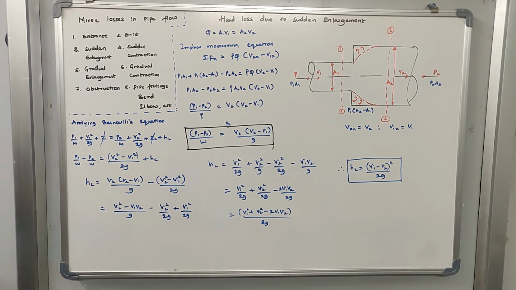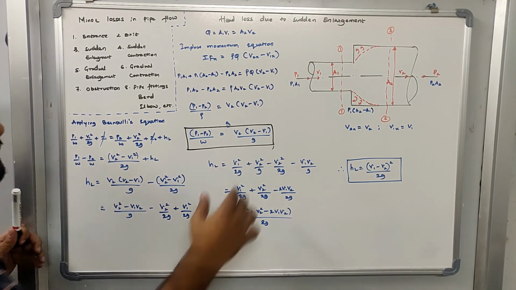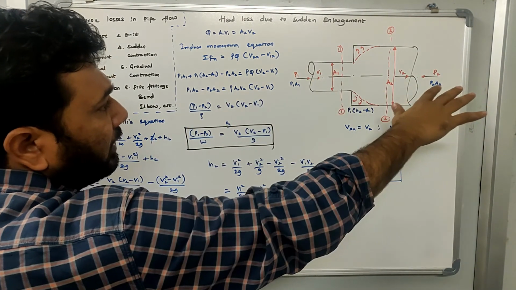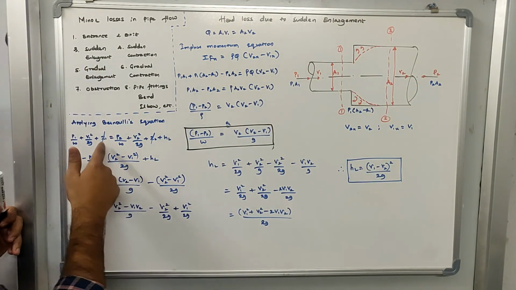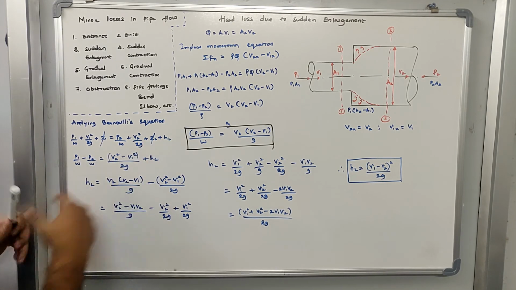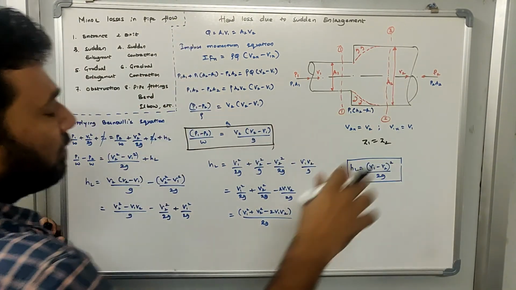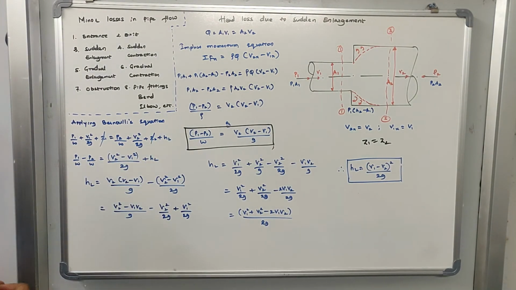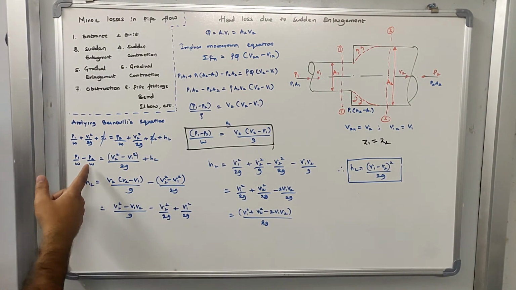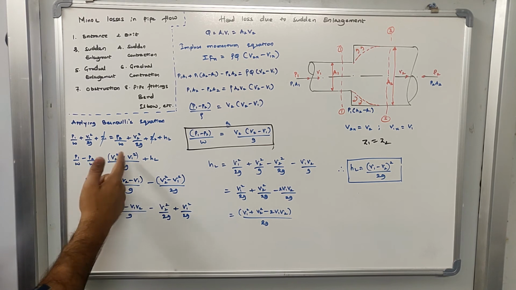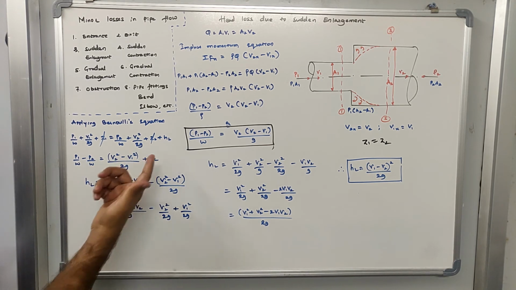Once you have simplified this, what is the next step? Let us first consider that this is a completely horizontal pipe. Considering this to be horizontal, we can make Z1 equal to Z2, so they get cancelled out. What is left over is P1 minus P2 by W will be equal to V2 square minus V1 square by 2G plus HL.